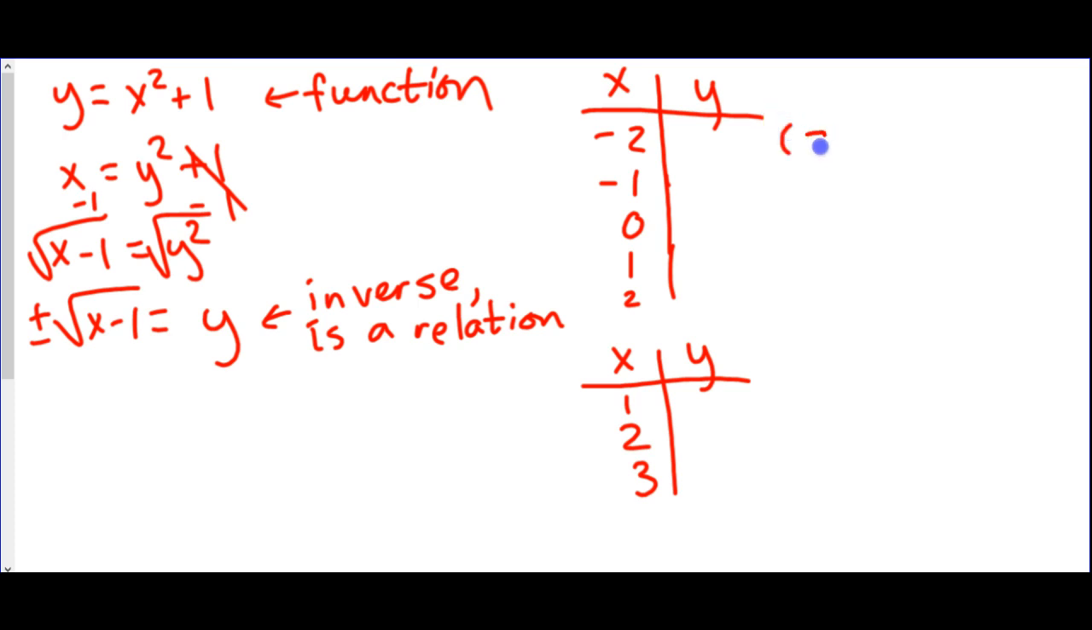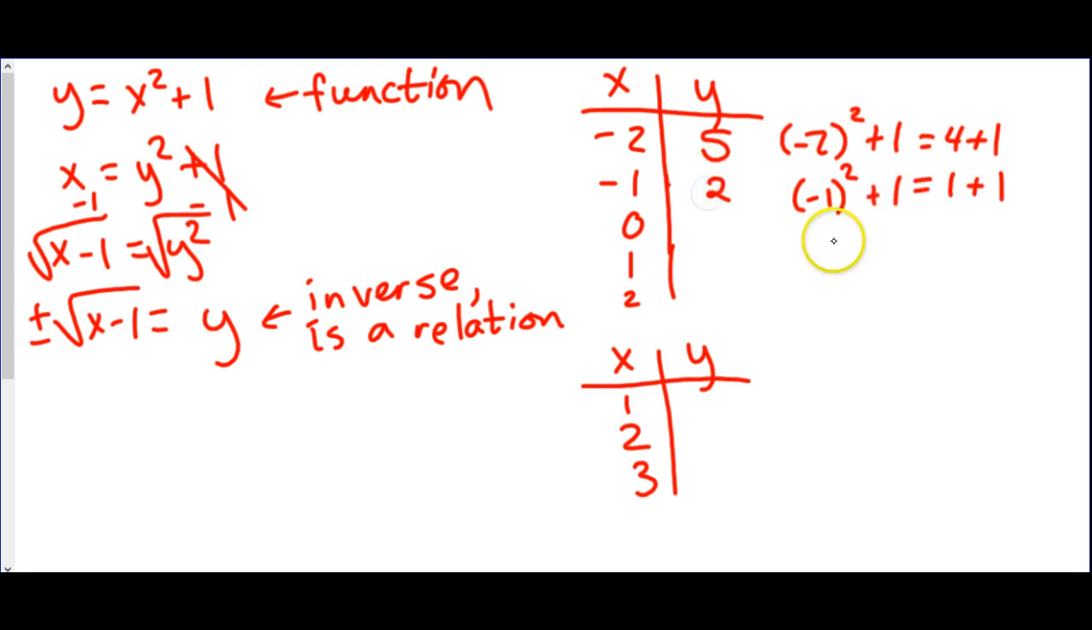When we plug it in, we get -2 squared plus 1. -2 squared is 4. 4 plus 1 is 5. -1 squared is 1 plus 1 is 2. 0 squared plus 1 is 0 plus 1, which is just 1. 1 squared plus 1 is 1 plus 1, or 2. And 2 squared plus 1 is 4 plus 1, or 5.